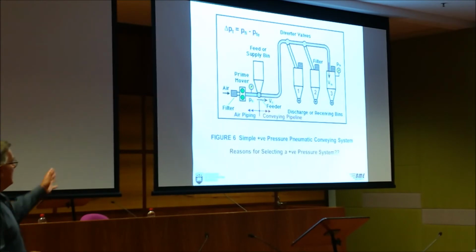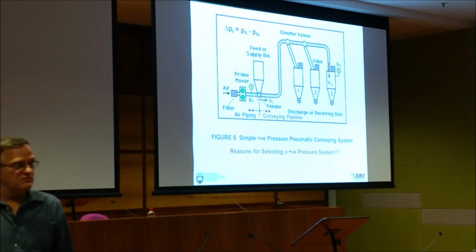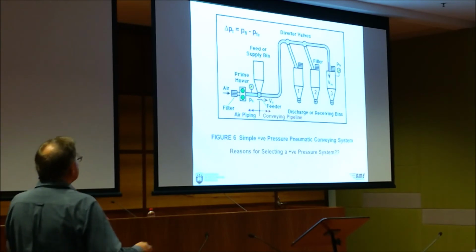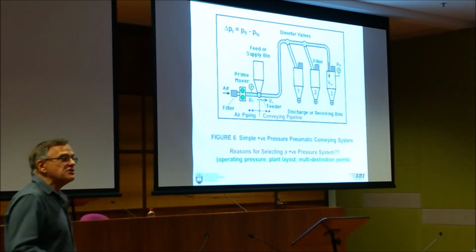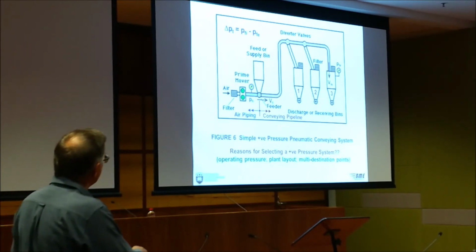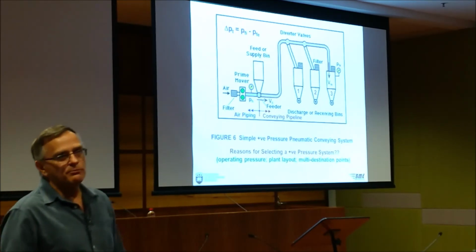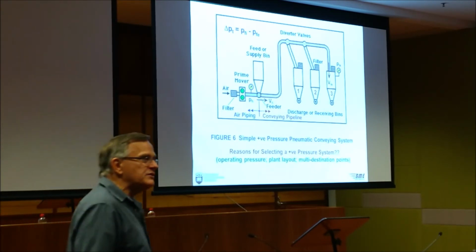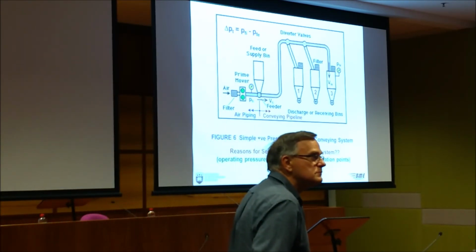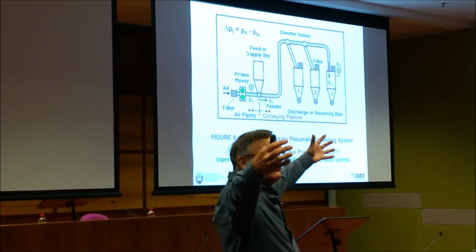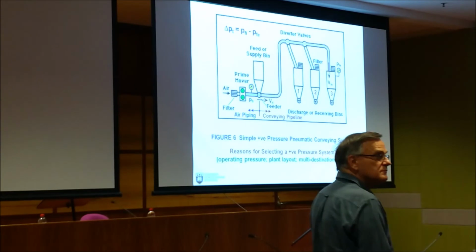Alright, but anyway, why would we pick a positive pressure system like this for an industry application? The main reasons are operating pressure. So if we want a couple of 100 kilopascals across this pipeline, you can only do it with positive pressure. You can't do it with vacuum. What's the maximum pressure drop we can achieve in a vacuum system?